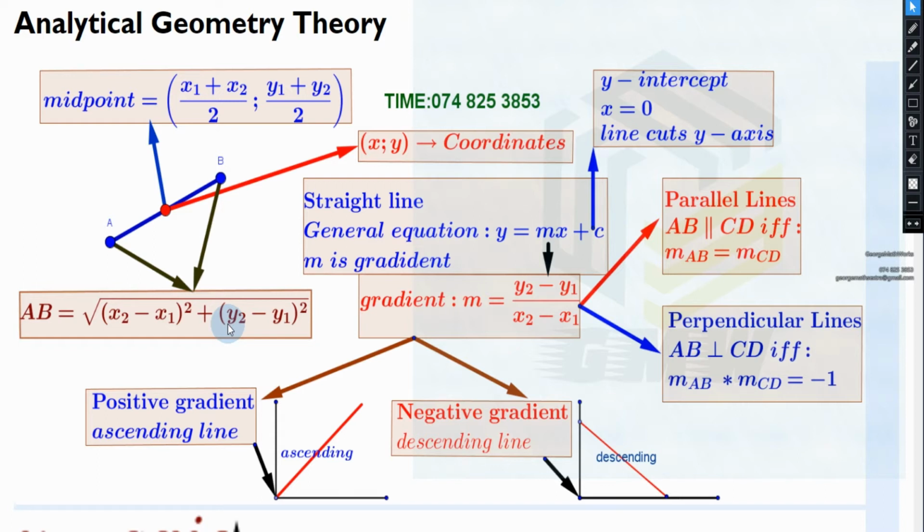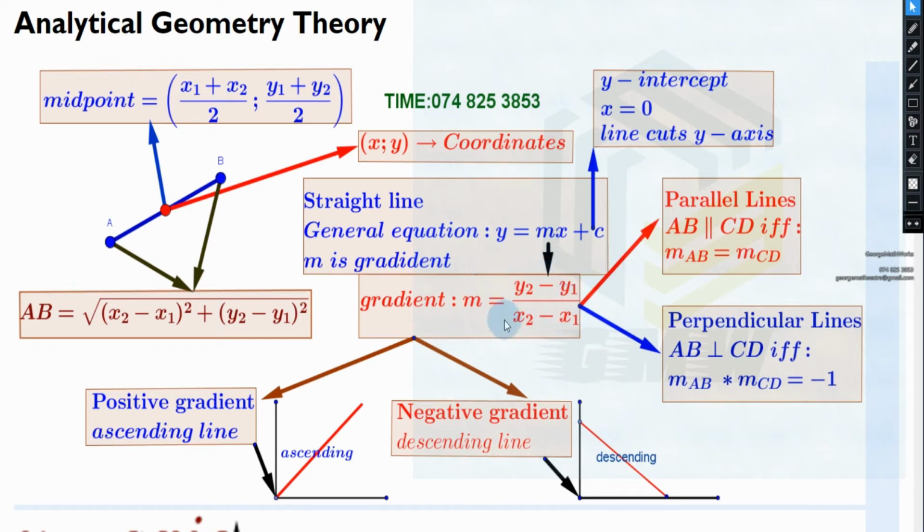With this said, if you are asked to calculate the length, this is the formula you have to write down first. Now, I mentioned that if you have 2 points and you join them, you form a straight line. Now, a straight line has a general equation. y is equal to mx plus c, where m represents the gradient. The gradient is calculated by the change in y over the change in x. That means y2 minus y1 over x2 minus x1. That's how you calculate gradient.